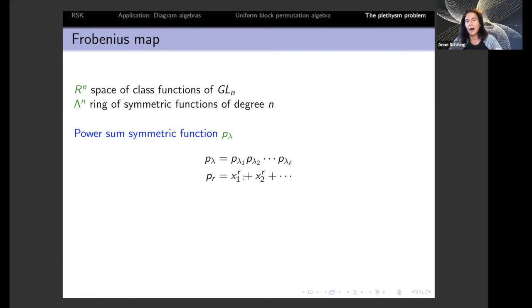PR is just the sum of the rth power of the variables. P lambda is a product of a P of just an integer. Then we have another basis of the ring of symmetric functions, which are the S lambda, which we've seen in multiple talks, are just sums over semi-standard Young tableau.